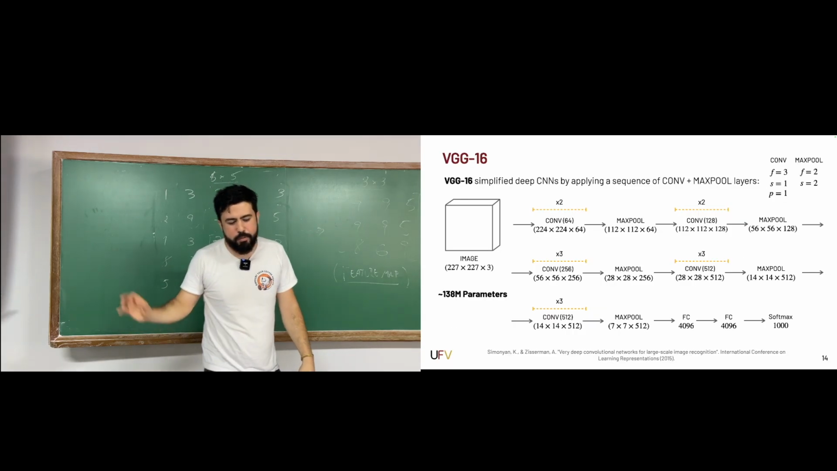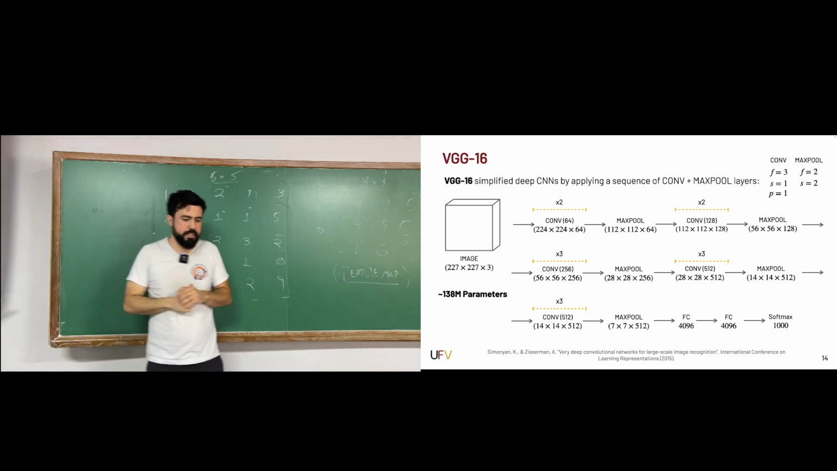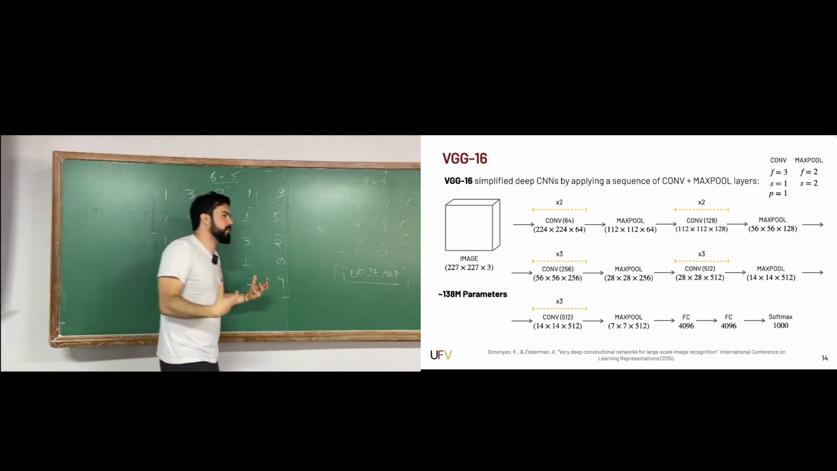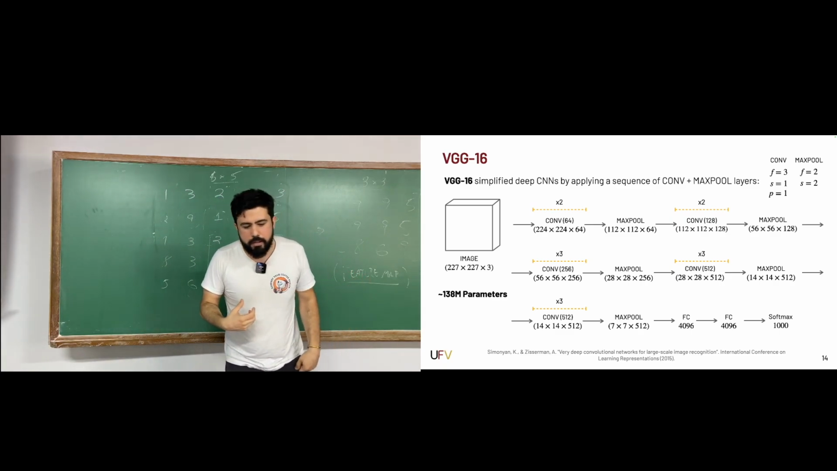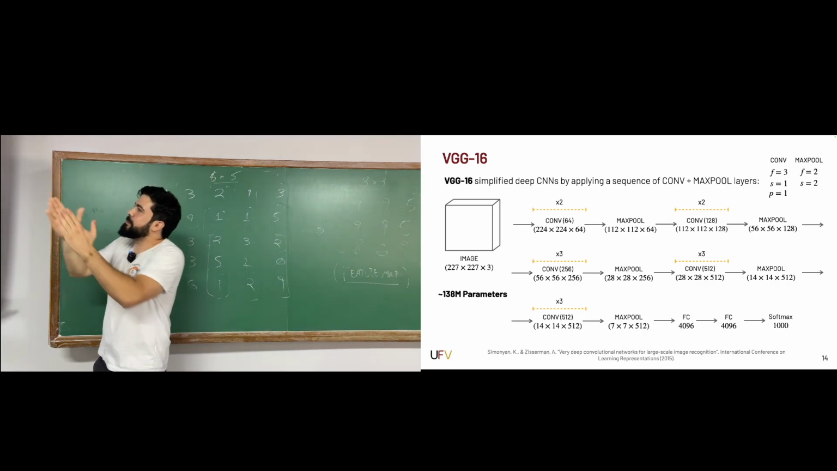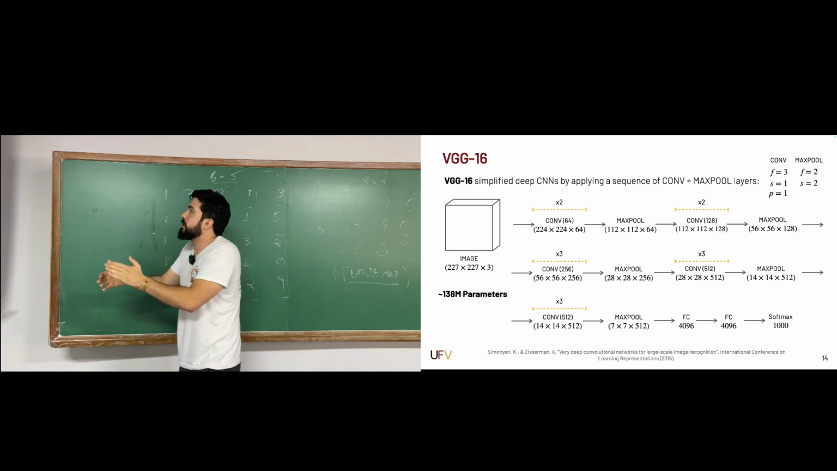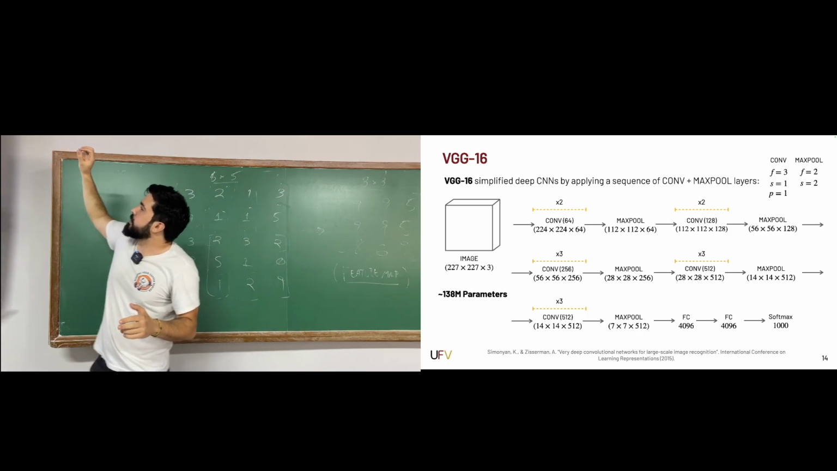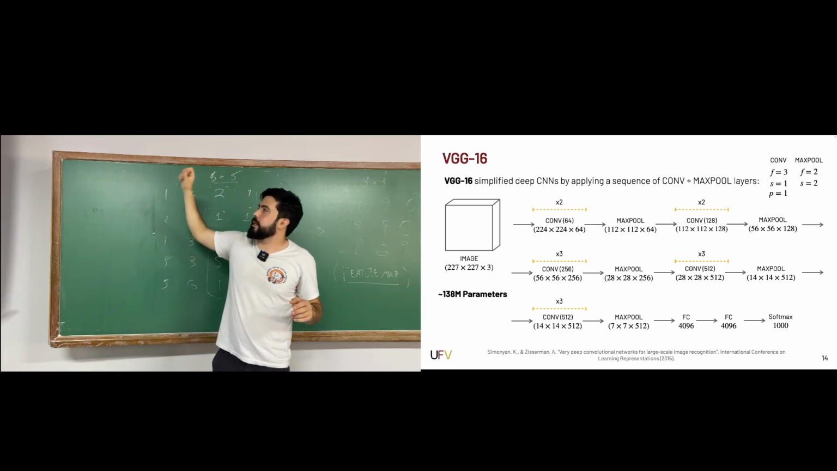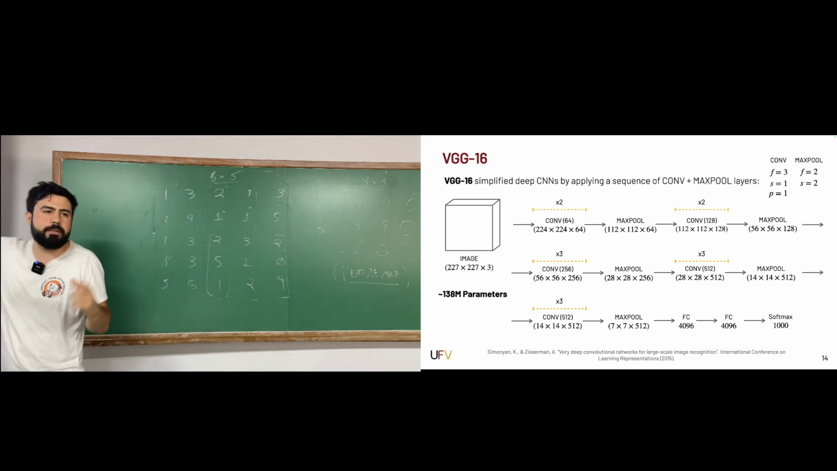So this network, VGG16, and there are different versions, that's why there is a 16 in there. But there's this paper here that shows that you can actually simplify these things and this will still work. So in some way, VGG16 simplified deep CNNs by applying a very systematic sequence of convolutions and max pooling layers. All the convolutions were with filter sizes 3 by 3, stride of 1, padding of 1. And the padding helped keep the images the same size after the convolution.